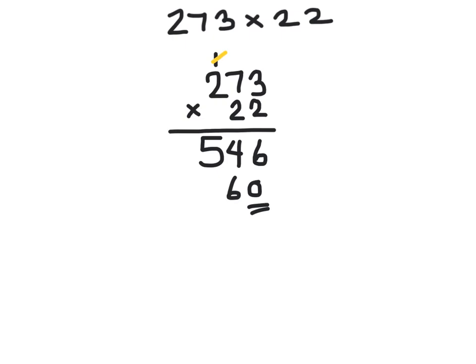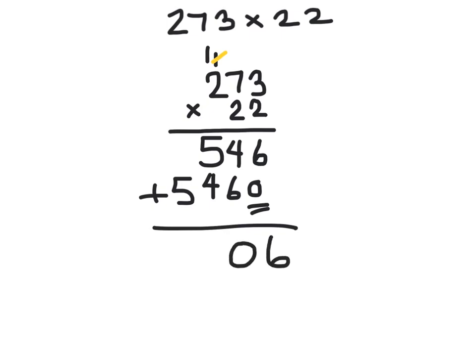All right, then we do, if we're just talking digits, 2 groups of 7 is 14. So we put our 4 here and carry the 1. And then 2 times 2 is 4 plus 1 more is 5. And then we add these numbers together. And we get 6,006. Some people do prefer this method, and that is absolutely fine with me.